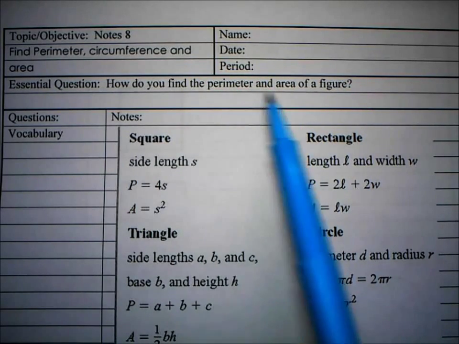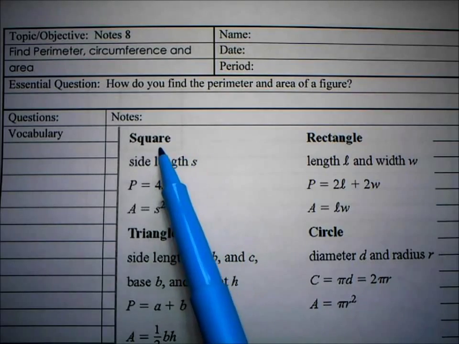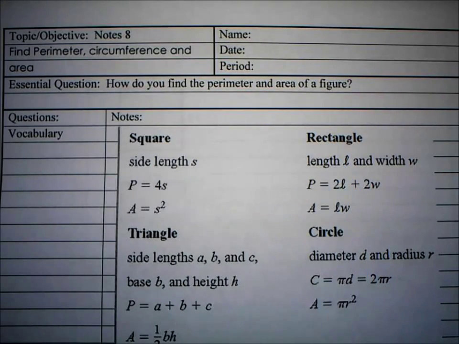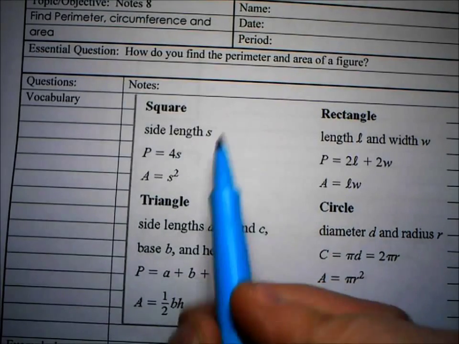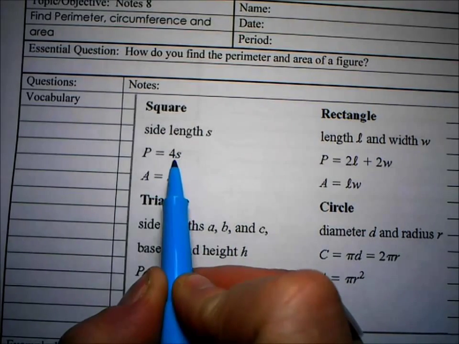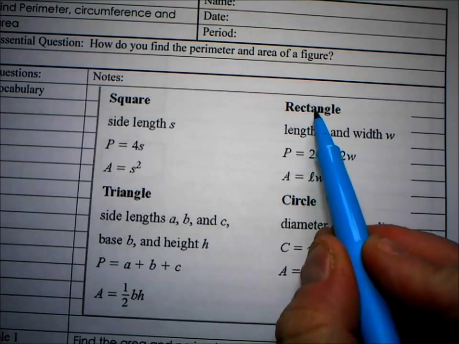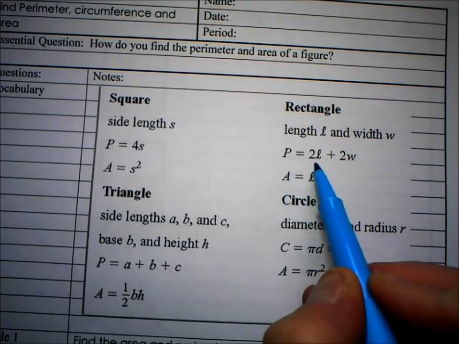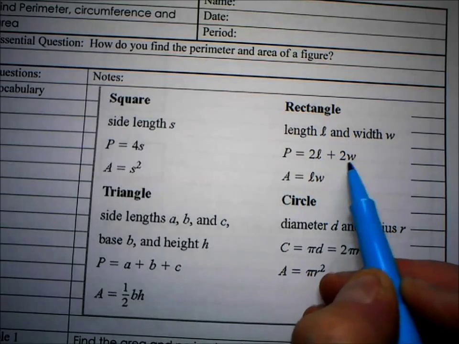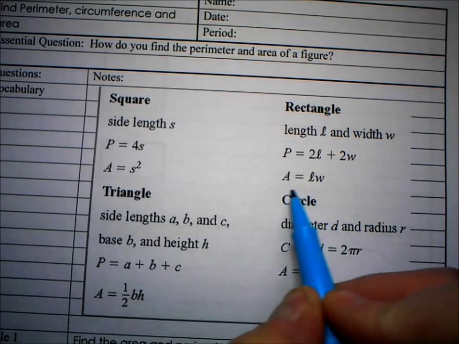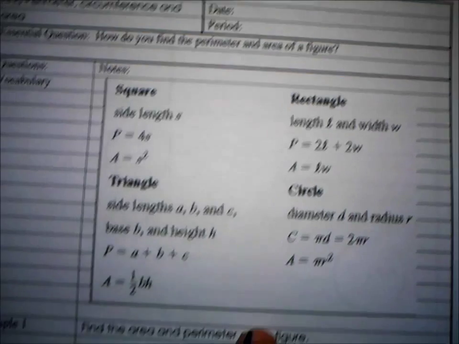Well, this perimeter and area depends on what figure it is you actually have. So if I have a square, we're looking at our perimeter being 4 times the side and the area being the side squared. If we have a rectangle, the perimeter will be twice the length and the width added together, and the area would be length times width.